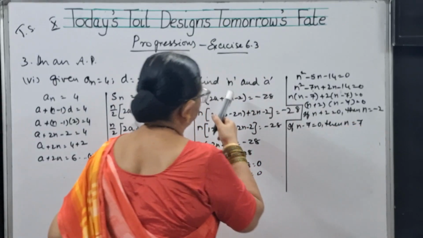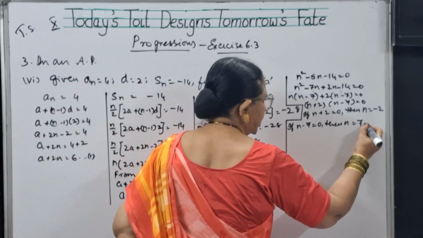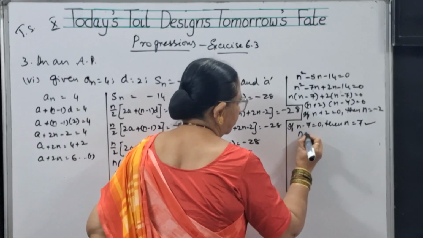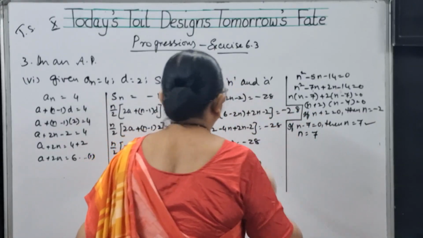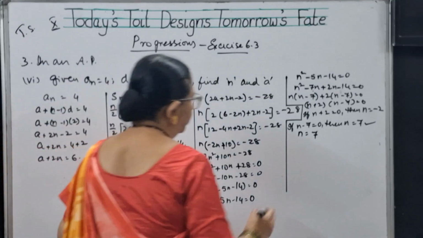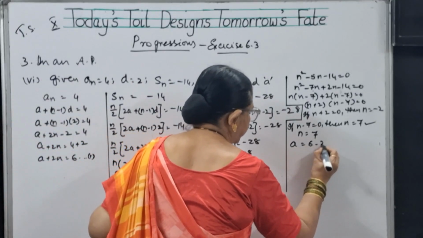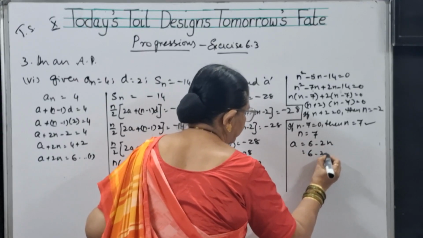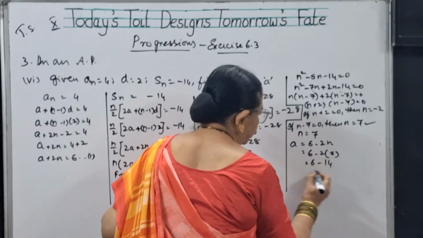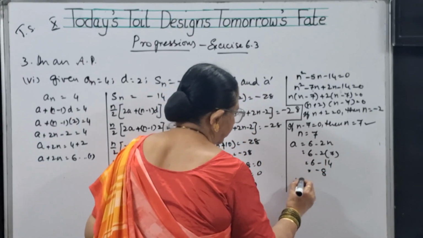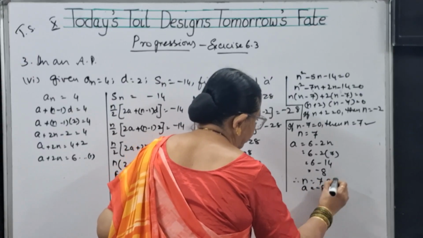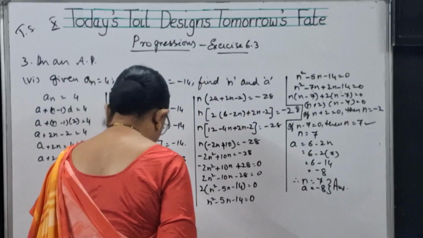So the question is we need to find out n. So we should take n as positive 7. We cannot take negative. So we have taken n as 7. If n is 7, we want a. I can substitute here, children. a is equal to 6 minus 2n we have got. That is 6 minus 2 into 7. So 6 minus 14, that is minus 8. Therefore, n is equal to 7, a is equal to minus 8. These are the answers for this bit, children.